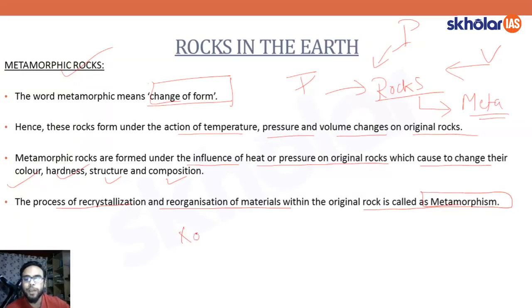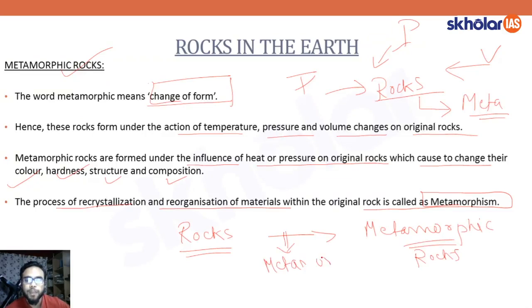Understood? So here we have a rock. When these rocks are getting converted into metamorphic rocks, under what process is it getting converted? Under the process of metamorphism. And why do we have metamorphism? We get metamorphism because of the influence of heat and pressure, right? So rocks become metamorphic rocks by the process of metamorphism, and metamorphism happens because of the role of heat and pressure, or temperature and pressure.